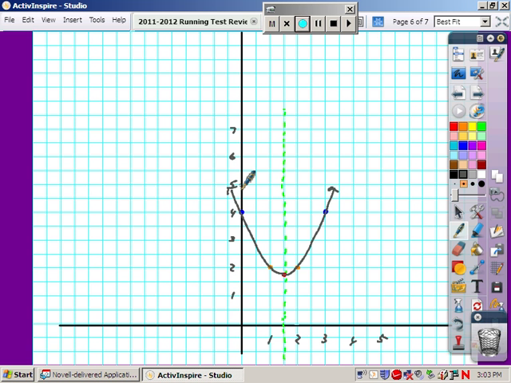And so for this one, our maximum is going to go off to positive infinity, and our minimum goes this far, and that's it, which looks to be 1.75.